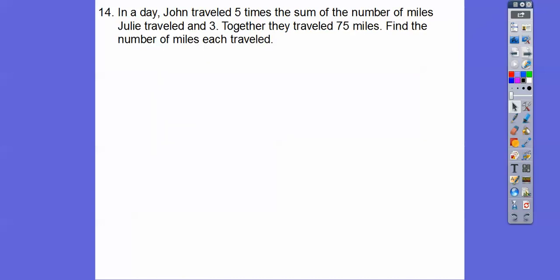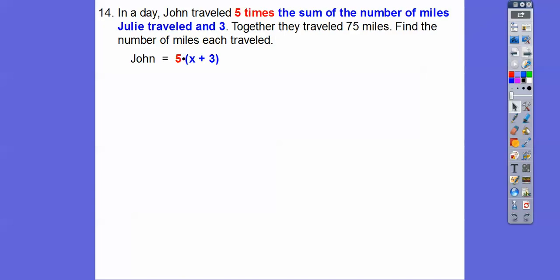All right, here you go, Lucy. In a day, John travels 5 times the sum of the number of miles Julie travels in 3. So think of that part first: the sum of the number Julie travels in 3. So we'll let x be Julie, and we're going to add 3 to that. So the sum would be x plus 3 for Julie.